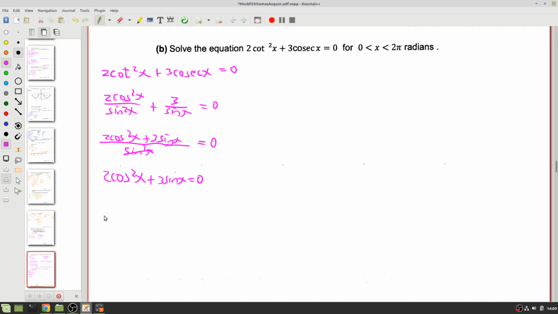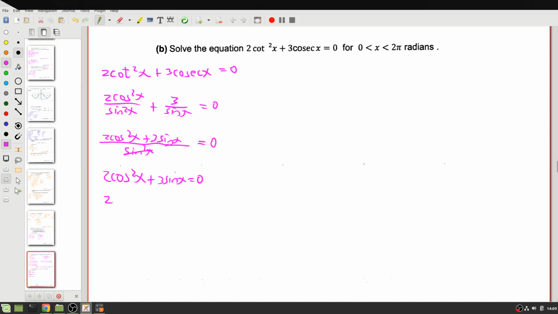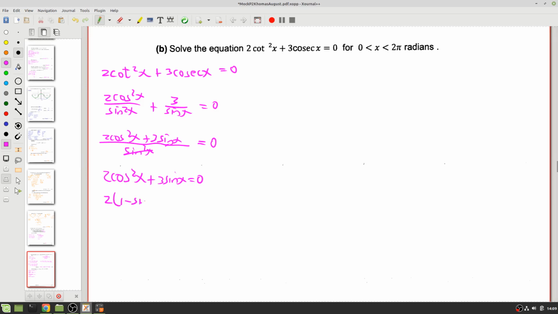But like we said just now, we want everything to be the same kind of ratio. Not cos and sin, but just cos or just sin or just tan. And what a bargain. We've got a cos squared here, so we can change that into a sine. We can say cos squared is the same as 1 minus sine squared, and then plus 3 sine x equals 0. Let's multiply this out, so we get 2 minus 2 sine squared x plus 3 sine x equals 0. Okay, so we can see this is a quadratic trinomial. So let me just rewrite it with a positive first value.